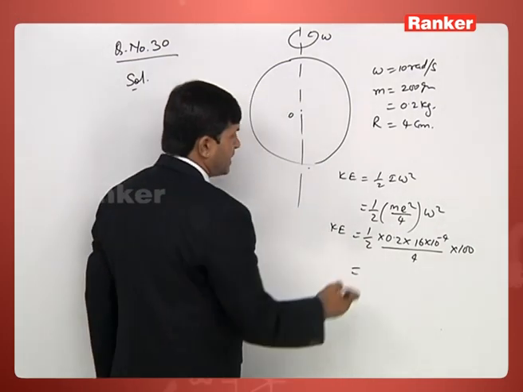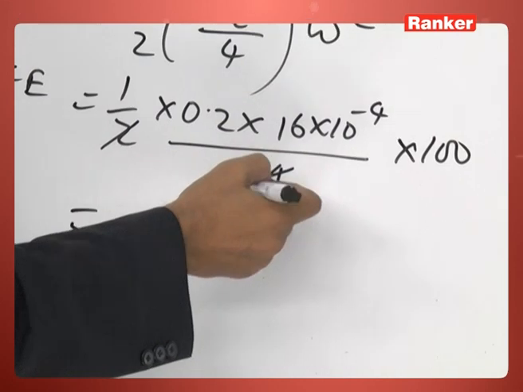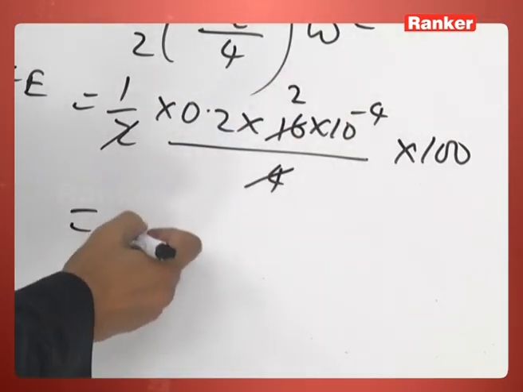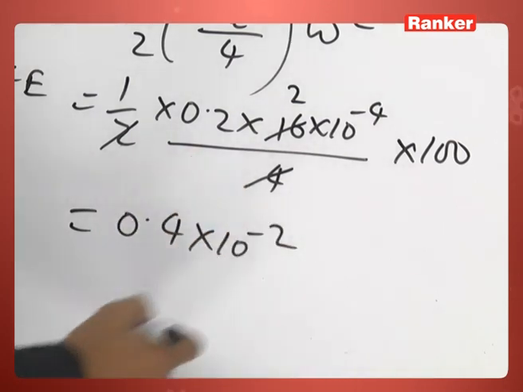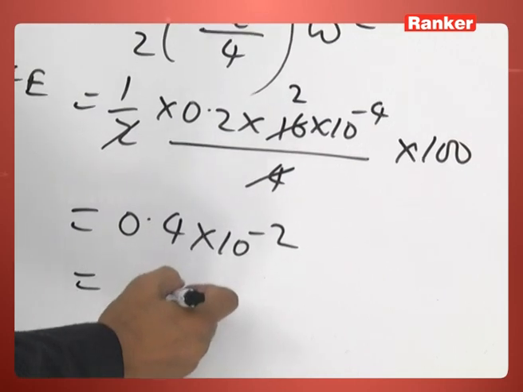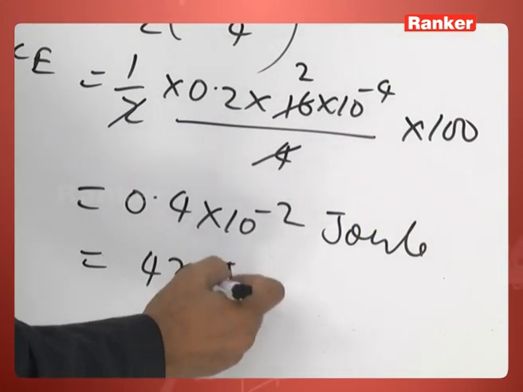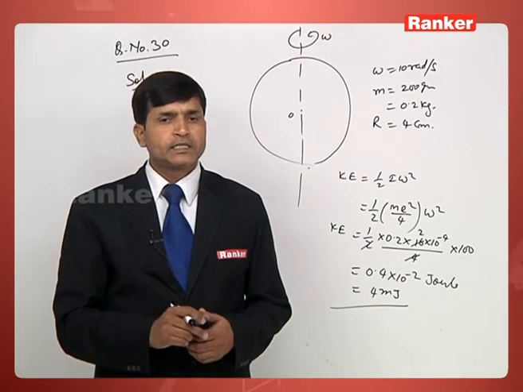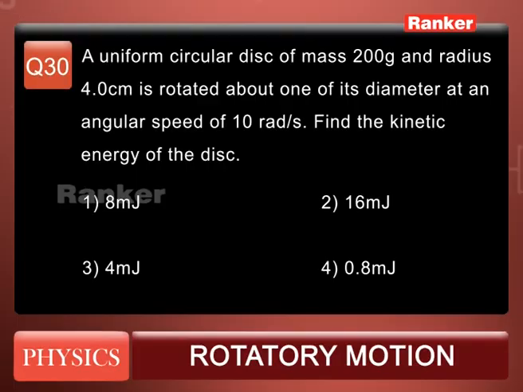Now simplify. When we simplify this, 2 into 4 is 8, and so on. This is 0.4 into 10 power minus 2. So we get 4 times 10 power minus 3, this is in joule, that is 4 millijoule. This is the kinetic energy of the disc. So option number 3 is the correct option. Hence answer number 3, this is the correct answer.